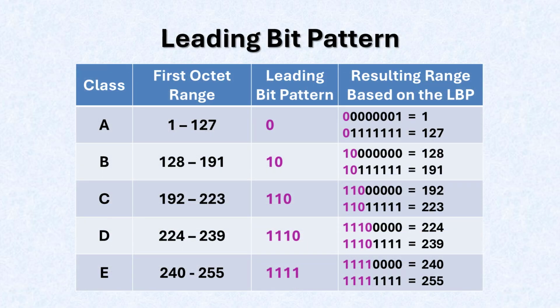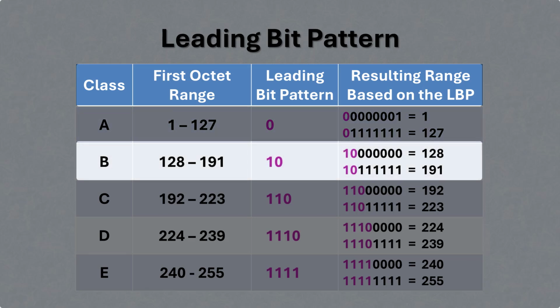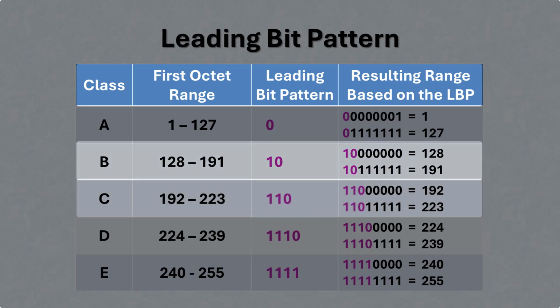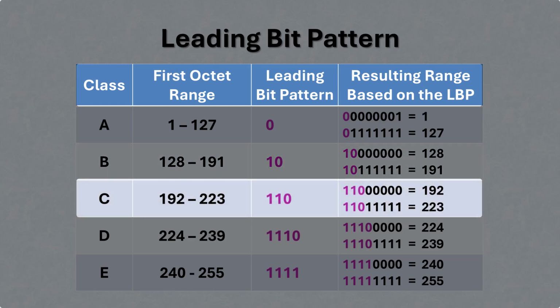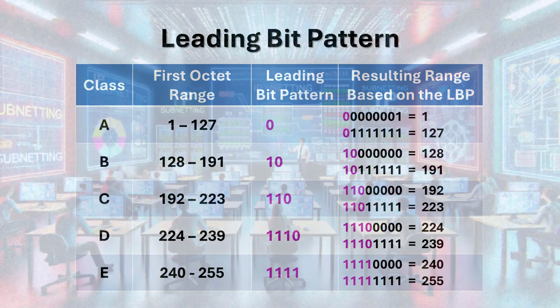The leading bit pattern refers to the first few bits of an IPv4 address. It identifies the class of address to which it belongs. If the first bit is 0, it is a Class A address. If the first 2 bits are 1, 0, it is a Class B address. If the first 3 bits are 1, 1, 0, it is a Class C address. And so forth. That's it for now.